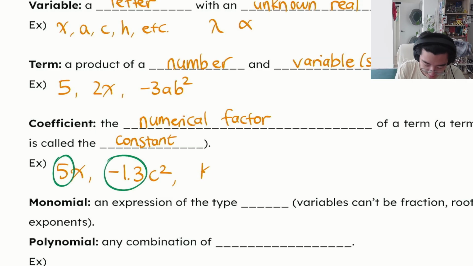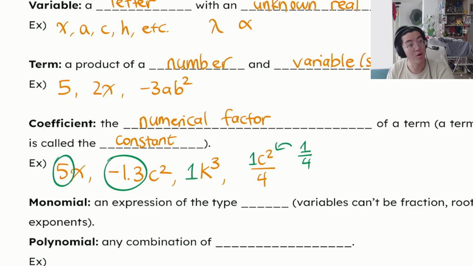And of course, k to the power of 3 is also a term. And the coefficient here is 1. We just don't write it out because we're lazy. If we don't see a coefficient in front of a variable, we just know it's 1. And sometimes you get stuff like c squared over 4. Once again, you can assume that there's a 1 in front of c squared here. So the coefficient in this case is 1 over 4.